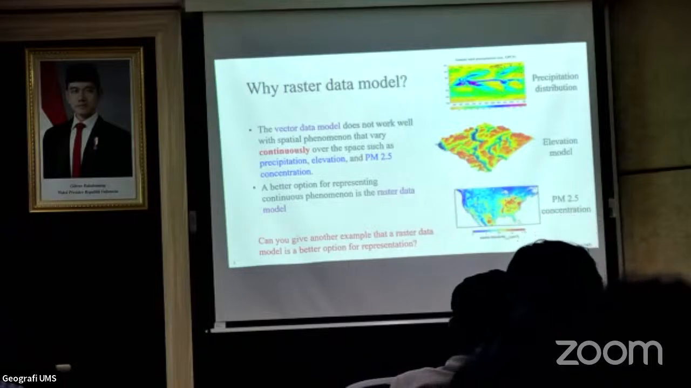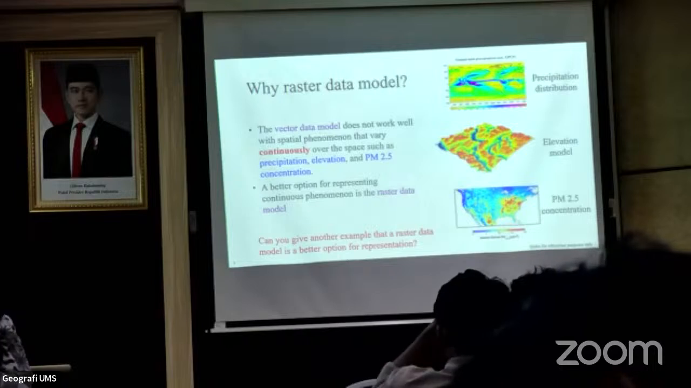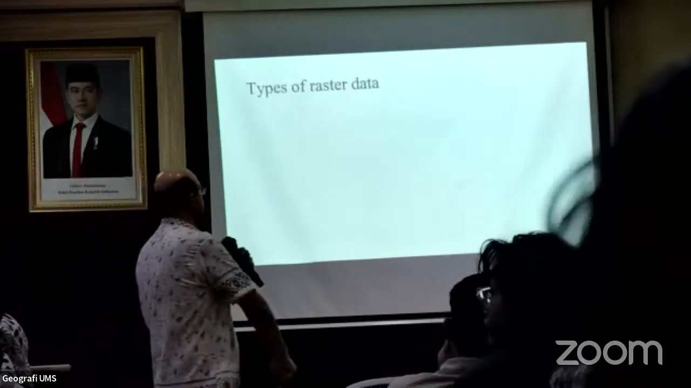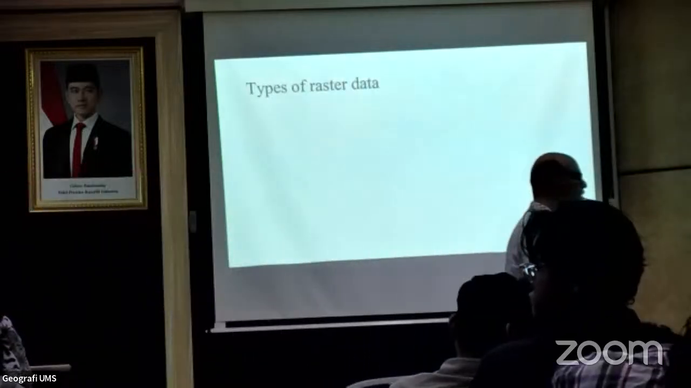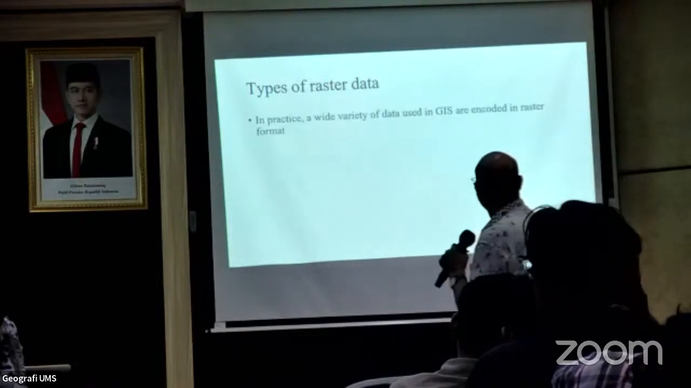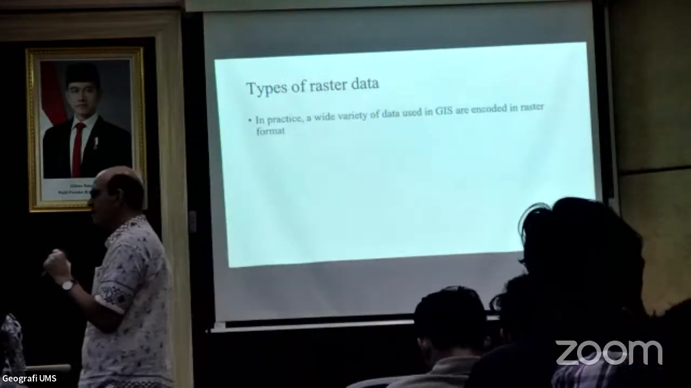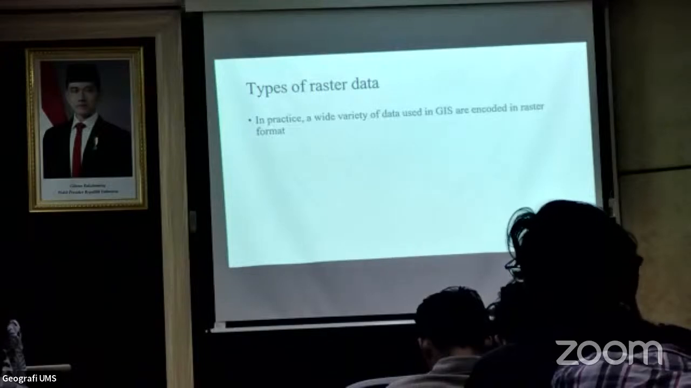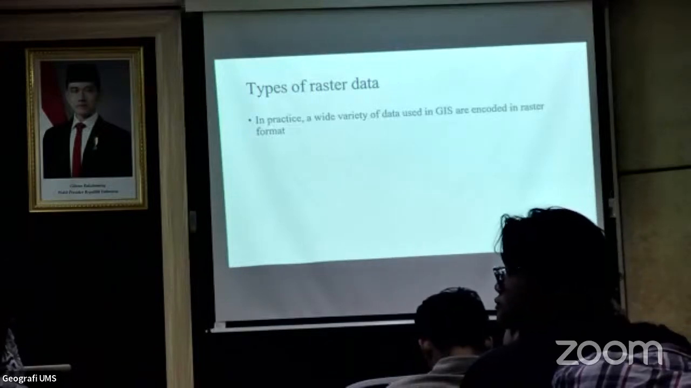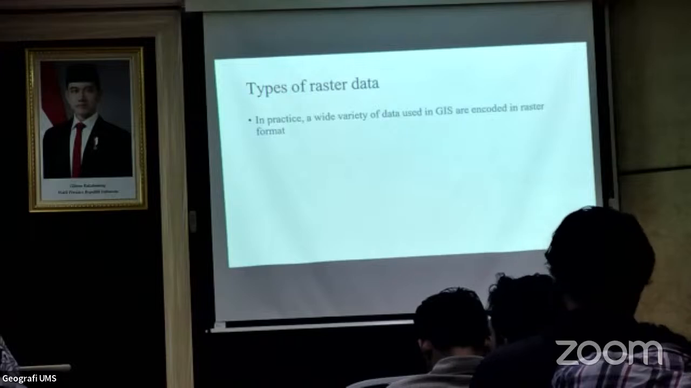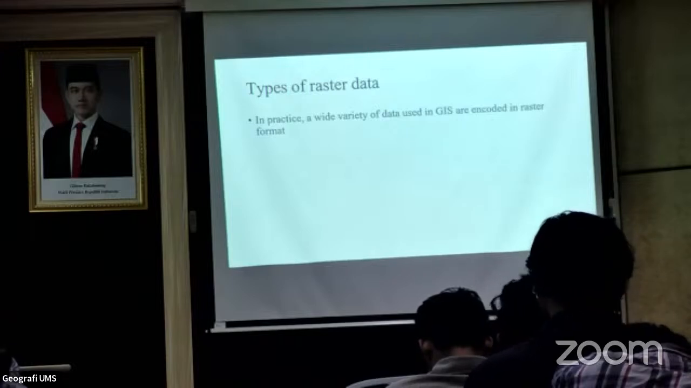Reality is changing, and we need some sort of data set to represent the change in reality, and that's the raster data. Now we look at types of data. In GIS, when we use the raster data model, we need to understand this, it is very important. There are different varieties of data that we use and how we store them.